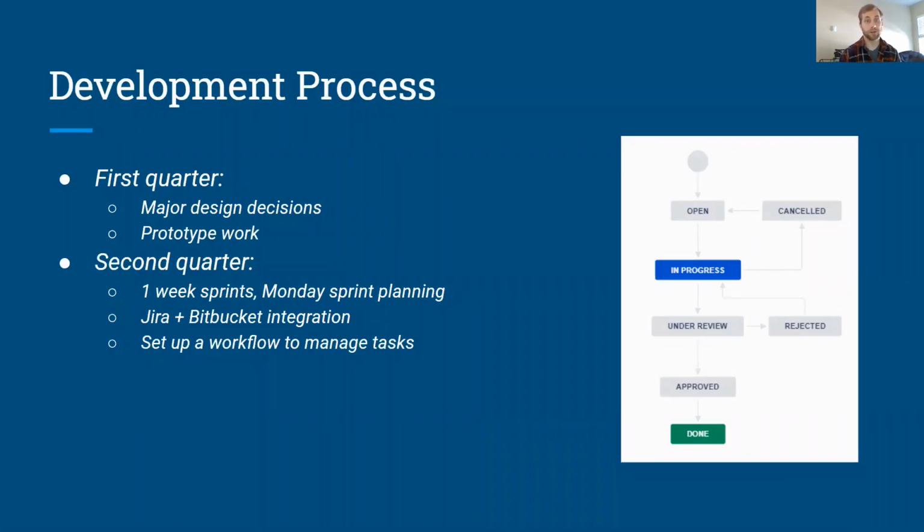Now for our development process. Our Capstone project is split into two back-to-back quarters. During the first quarter, we set up the teams, we were assigned our projects, and the team spent most of the term understanding the requirements that we were given by our sponsor. We spent the time making major design decisions and handling prototype work.